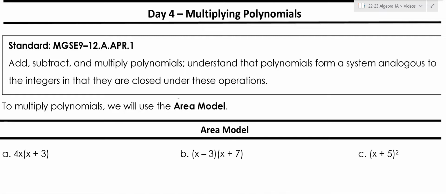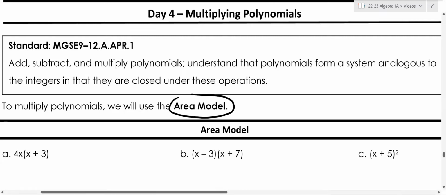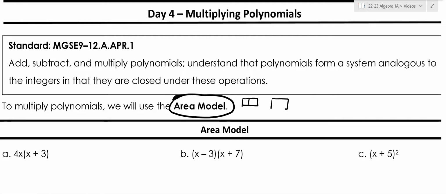And we're going to focus on the area model, though FOIL is still acceptable, and technically FOIL is the area model. But here we go. Remember the area model, that's when we make the grid, right? Through, or depending on how many you have, right?